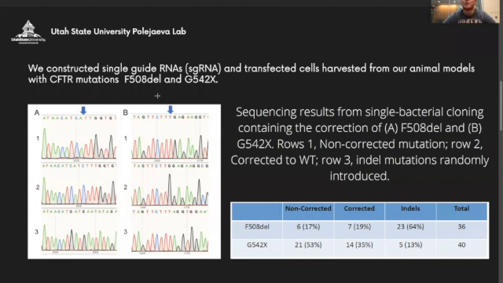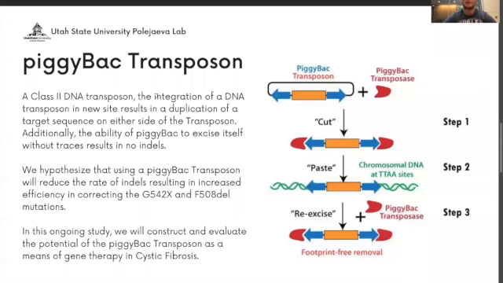However, our biggest issue was that it has pretty low efficiency. We can see a high percentage of indels, being insertion-deletion mutations, basically adding or taking away nucleotides in the genome. And as you can imagine, that kind of causes a lot of issues. So we wanted to reduce that. We wanted to make it more efficient. And that's where this PiggyBac transposon comes in.